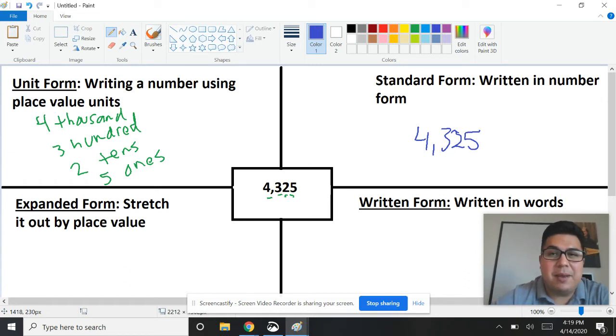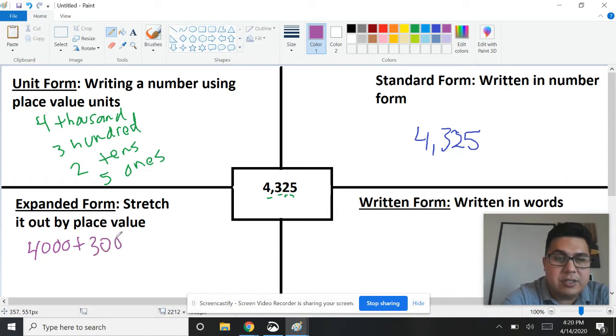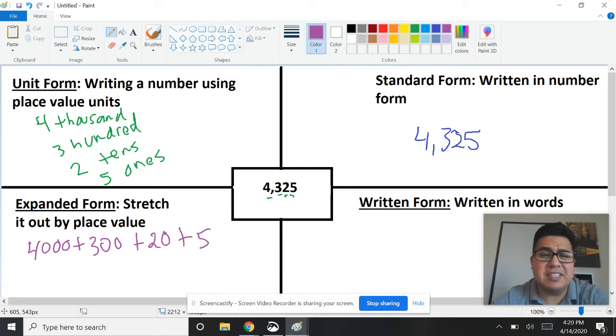The next one is expanded form. Now, expanded form is where we stretch it out by the place value. So again, we're looking at our number. We are going to do 4,000 plus, let's look at our next digit. That's in the hundreds, so we have 3 hundreds, plus the 2 is in our tens, so 2 tens, and the last one is 5, so we know 5 ones. So that's using it in expanded form.